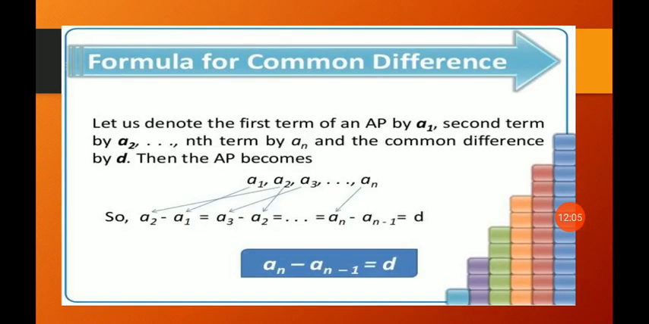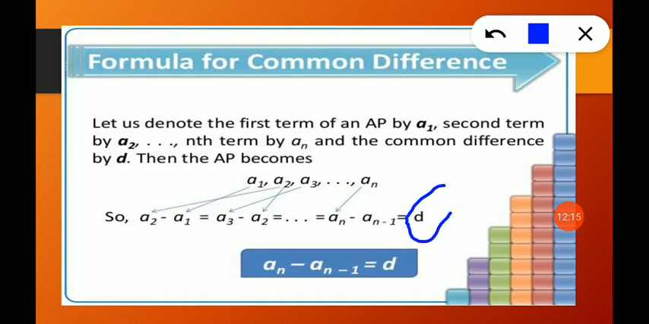Yes, good. Now next, formula for common difference. Now D, what is D? D is the difference between two consecutive terms. So if the first term we take as A1 and the second term as A2, then what will we do? D is A2 minus A1.